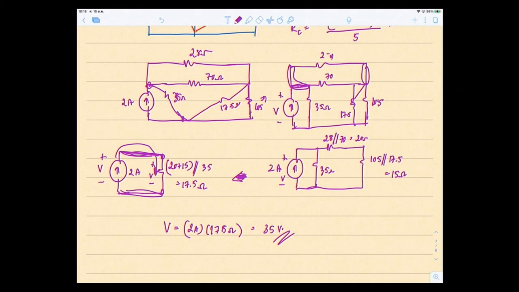So this is the idea of the Y-delta transformation technique. Maybe you'll find it useful in some of the problems that you will encounter in the future. Okay, so that wraps up this topic. Thank you.